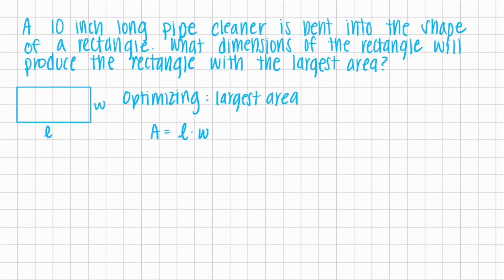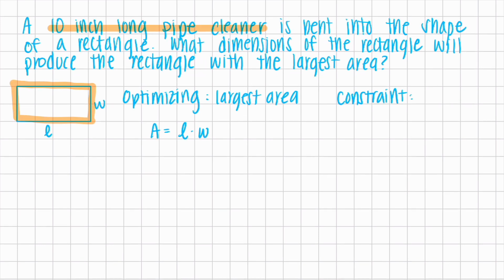So I want to know, what am I optimizing, and then also what is my constraint? In this case, they said that we have a 10-inch long pipe cleaner. Now, if you imagine bending your pipe cleaner, that's going to be your perimeter. So my constraint is my perimeter. And we know that perimeter is 2 times the length plus 2 times the width. And I know my perimeter is going to be 10. So I'm going to say 10 equals 2 times the length plus 2 times the width.